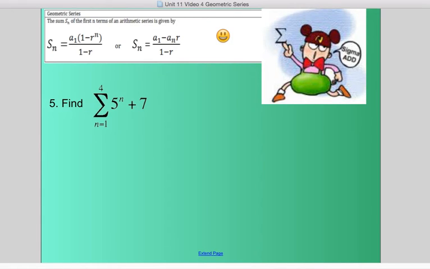Example 5, it says find the sum from n equals 1 to 4 of 5n plus 7. This one is not geometric, and it is not arithmetic. So I cannot use any of the equations I was given. So what I need to do is just figure out what I get when I plug in n equals 1 all the way up to 4. So this one is not geometric or arithmetic, so you just need to think it through.